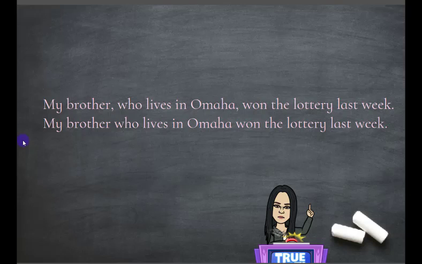In the second sentence, my brother who lives in Omaha won the lottery last week, it's important for that information to be there. It's stressing and emphasizing the fact that I have multiple brothers, and it's important to know which one I'm speaking of in regards to the lottery winner last week.